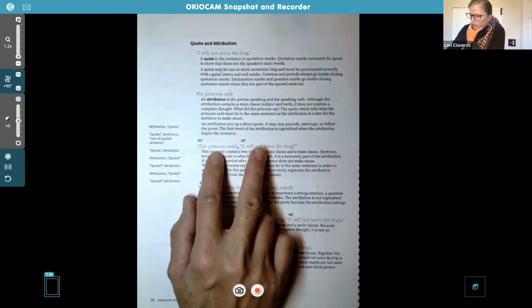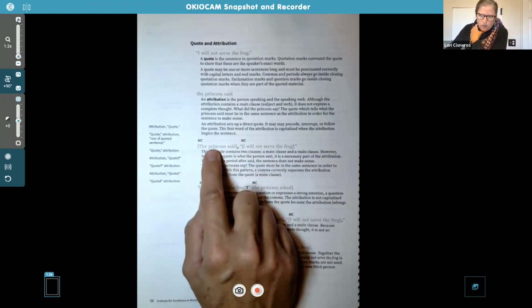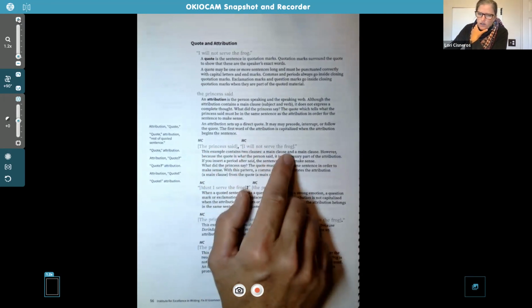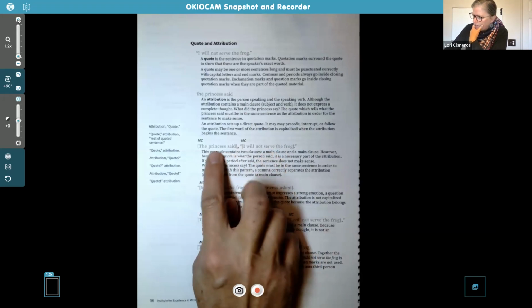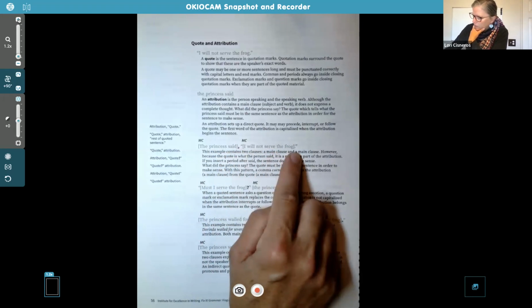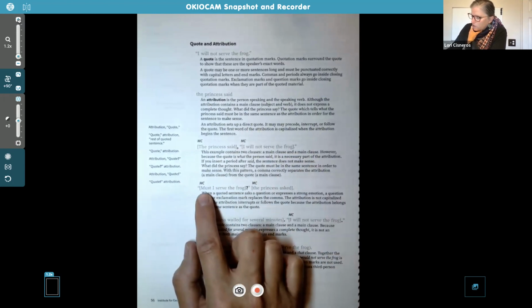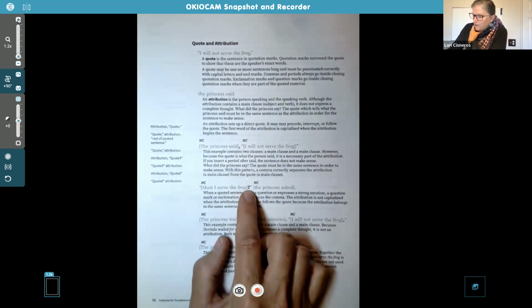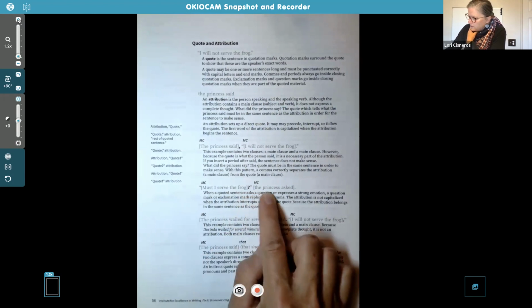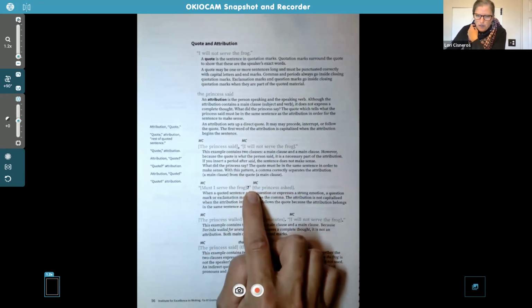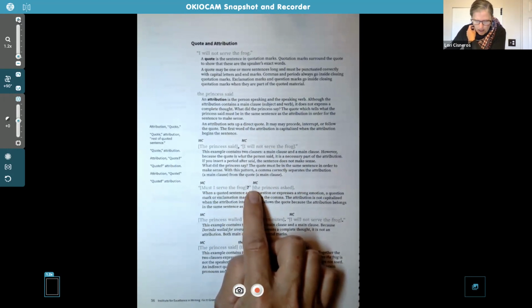So we have two main clauses. Remember, the attribution is also a main clause. It has the subject and verb in it, but you need the other main clause in order for it to make sense. So here it is, the attribution, comma, and then the quote. And then here, the next one, we have the question, "Must I serve the frog?" With a question mark and a quote. And then "the princess asked." Notice there's no comma here. So when you have a question and then the attribution, there's no comma after that.